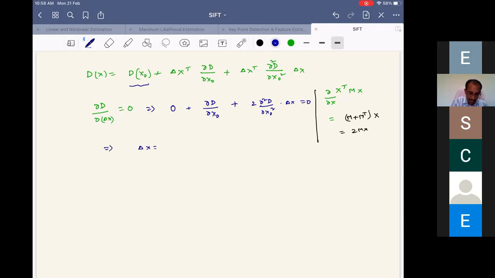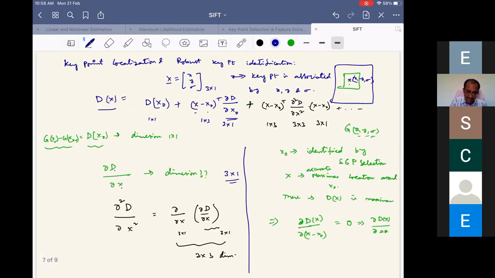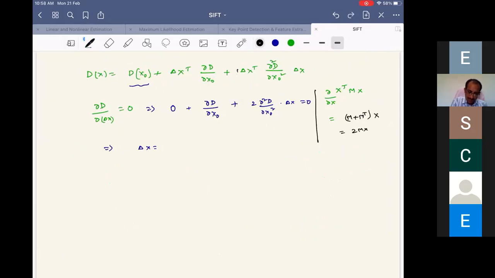Now I need delta x. What should I do to get delta x? I missed something here, right? Writing the Taylor series expansion, a 1/2 will be here. I am just writing the answer because there is not much time now. So what is delta x? Simply take dou D by dou x naught to this side. And this is a matrix, so I cannot just divide; I need the matrix inverse. So this is delta x.